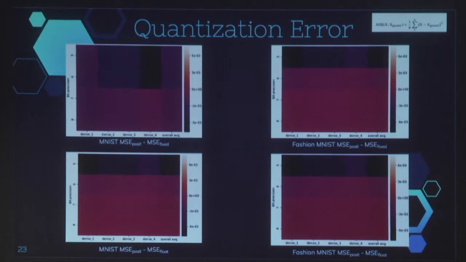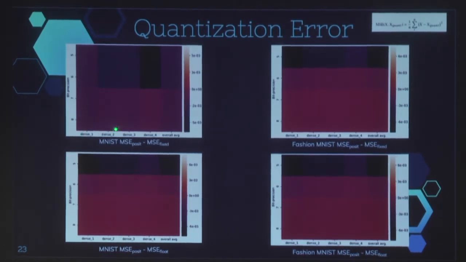So we looked at the quantization error. It's just the mean squared error for all the tasks. Here I show primarily MNIST on the left, the quantization error, and Fashion MNIST on the right. Here we are looking at posit compared to fixed on the top and posit compared to float. In all cases, we see that, so here is the bit precision.